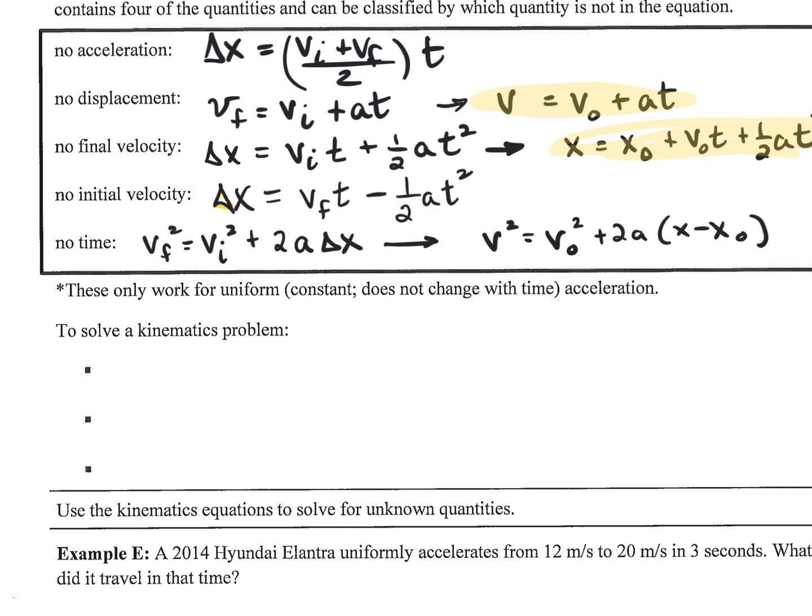V final is just the variable, and V initial is V naught. These are the three equations on your formula sheet that you will be given on the test when you take the exam. So the cool thing is you don't have to memorize those. You get this with every test you take in here.